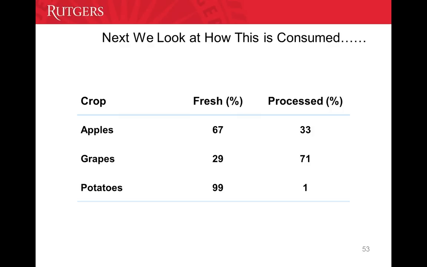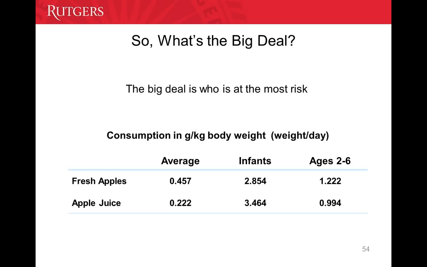So how do we eat apples? Well, most of us eat apples fresh. About a third of the apples we eat are processed. Grapes, fresh grapes, about 70% are processed. That would be grape juice and wine. And potatoes, we typically eat them fresh. Processed would be, of course, potato chips. And so what's the big deal? Why am I spending time with this example?